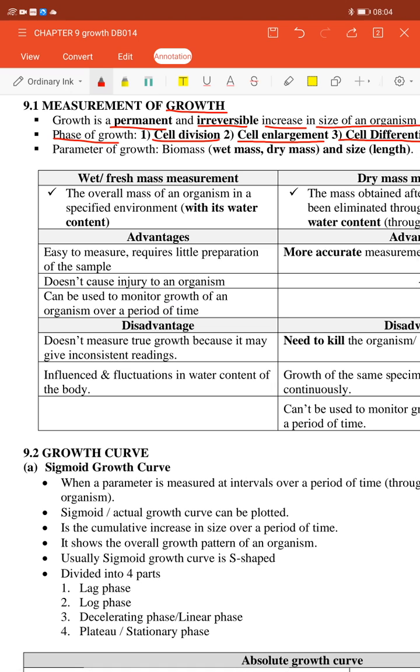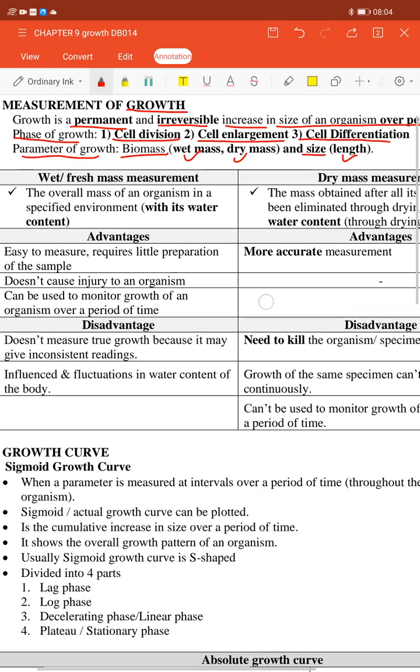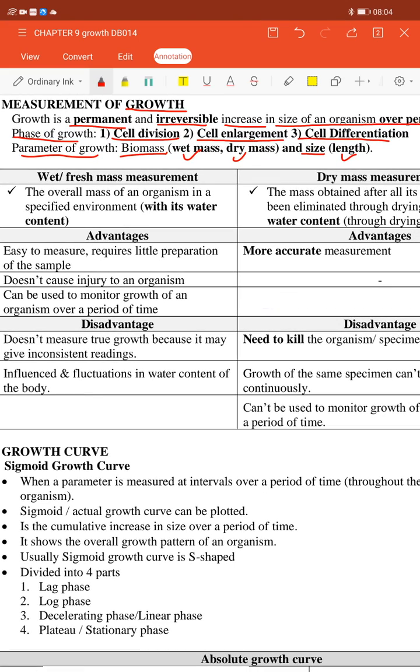Okay, so the parameters of growth are biomass and size, di mana biomass ni consists of wet and dry mass, while the size consists of length. Okay, so firstly we are going to see the differences between wet and dry mass. So basically, what is wet or fresh mass measurement? It is the overall mass of an organism in a specified environment with its water content. Okay, maksudnya kita tak ubah apa-apa water content dalam badan dia.